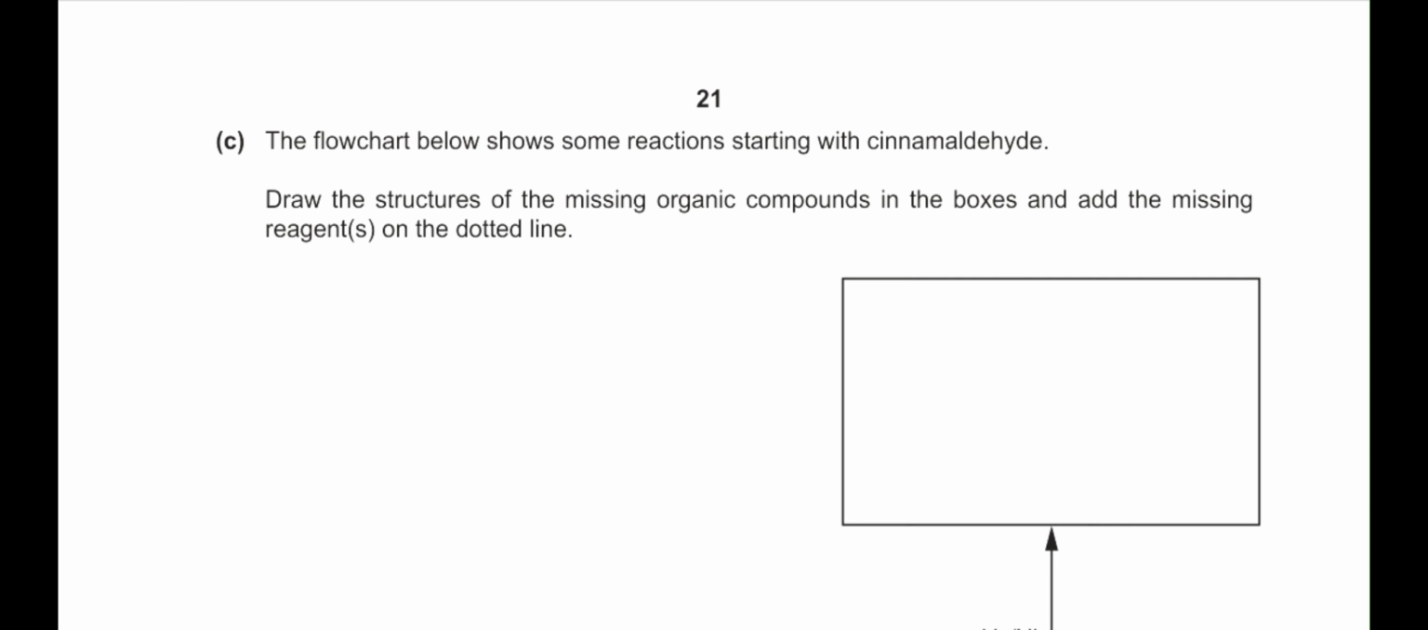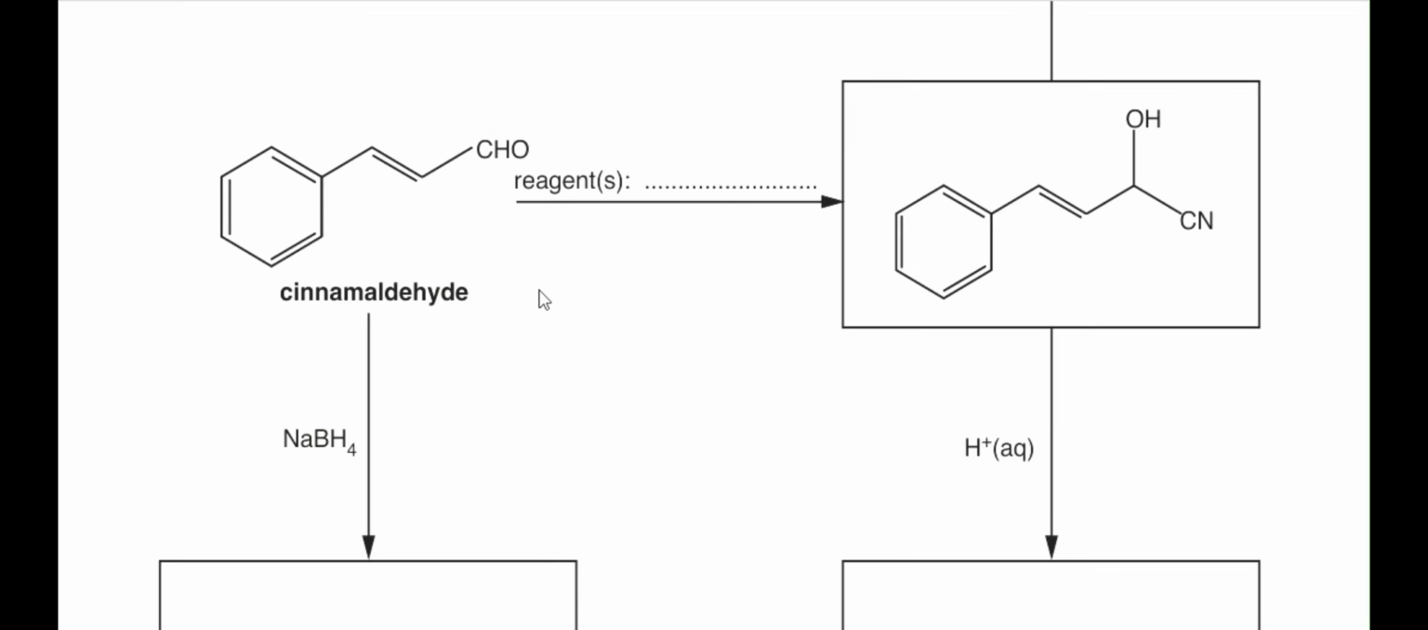That's it. Part C. The flowchart below shows some reactions starting with cinnamaldehyde. Draw the structures of the missing organic compounds in the boxes and add the missing reagents on the dotted line. So this question is testing your knowledge about organic synthesis. Starting from cinnamaldehyde, we can see that a nitrile group is added here and this has become a hydroxy group. In order to add the nitrile group, we need cyanide. So sodium cyanide in presence of acid will synthesize this into this nitrile and the hydroxy groups.